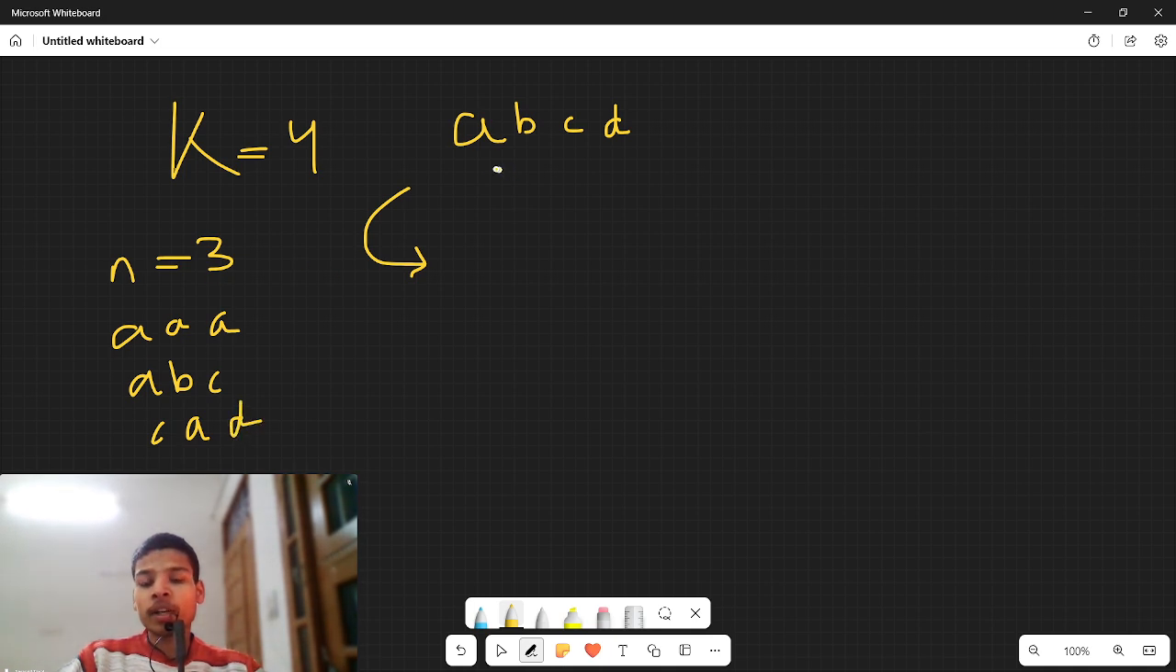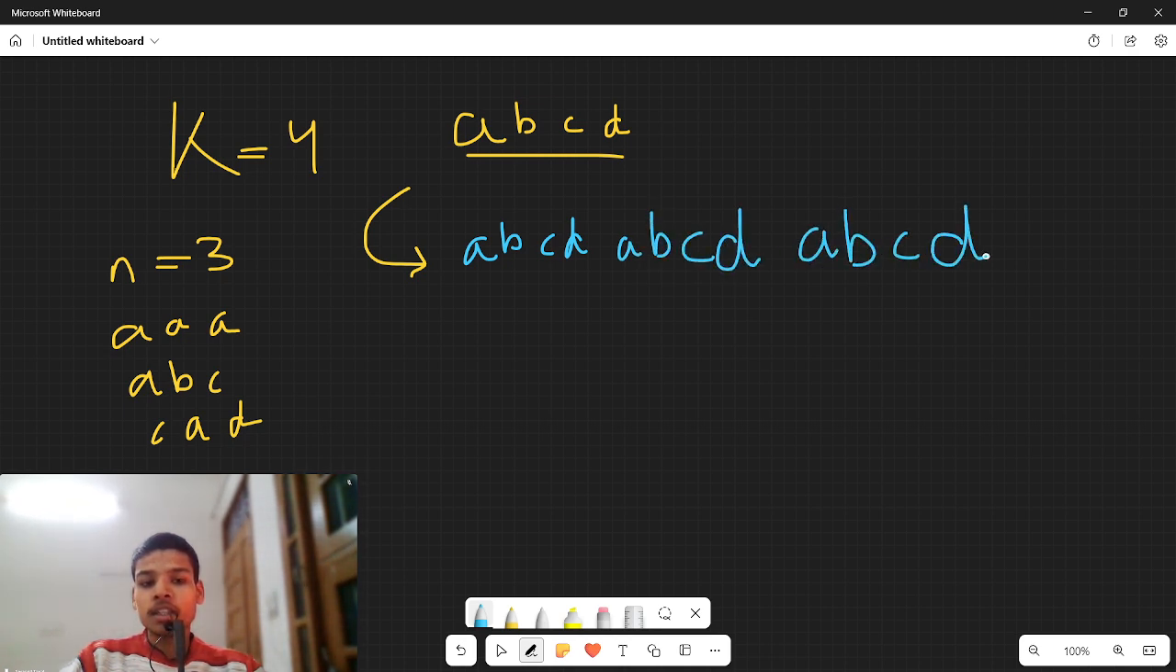So what I can do is simply repeat this string 3 times, then I will get my answer. For example, abcd abcd abcd. Now you can see every possible string of length 3 I can make using this as a subsequence. For example, if I want cda, I will get cda. Now if I want another one, cdc, that is also possible.